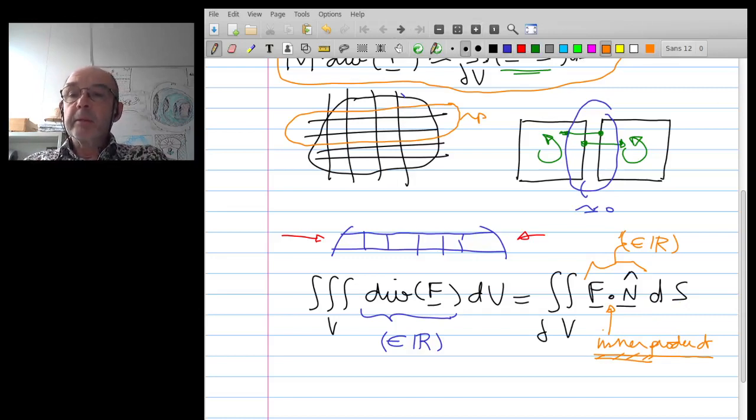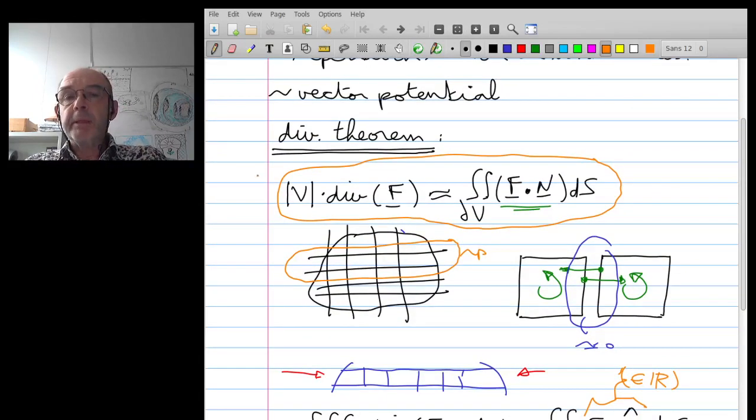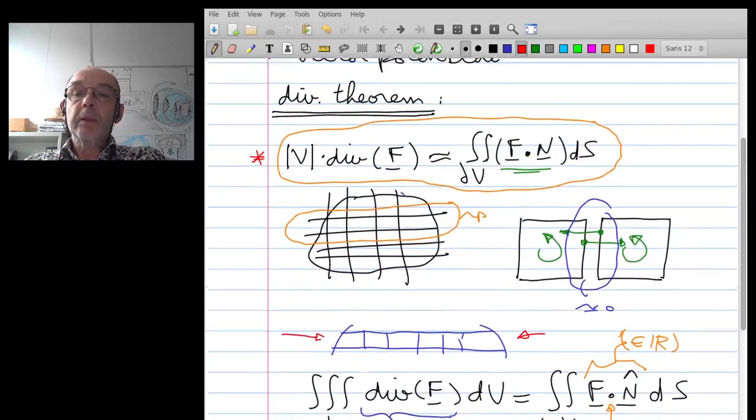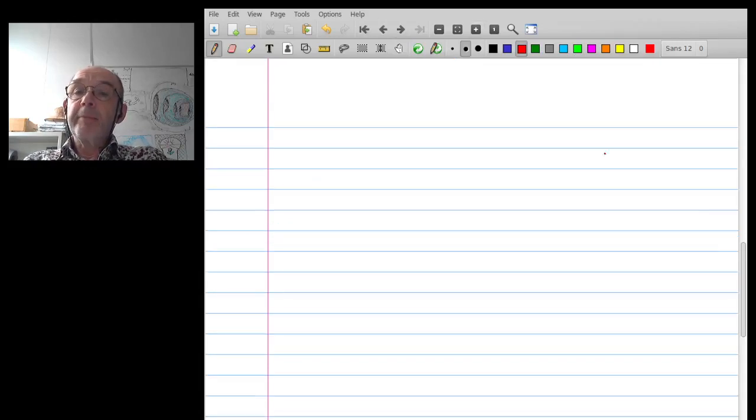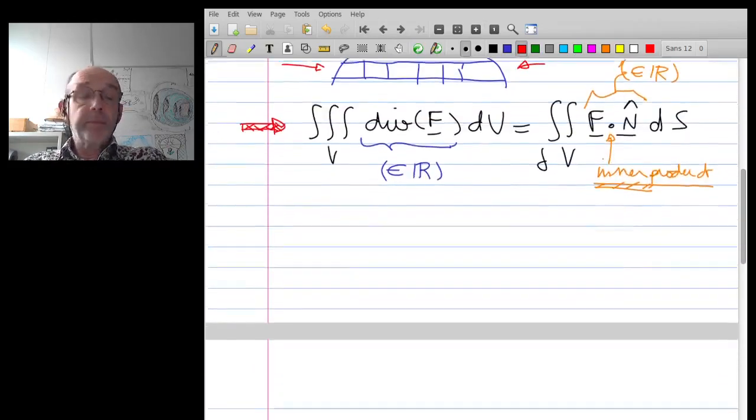Okay, just a little bit to remember: the little volume times the divergence of a vector field gives you what goes out of the boundary of that volume. And that was the flux where we started with. So here you have the important theorem, and that will be used a lot. And then the other one, that is Stokes.